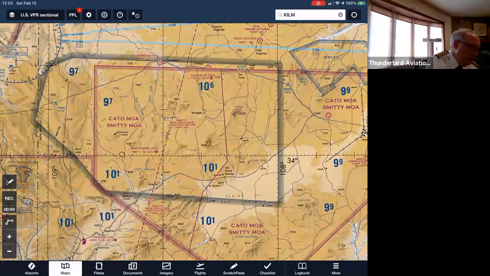As you can see, on the northern boundary of this shaded airspace is a Victor Airway. Victor Airways contain Class E airspace. So it starts at 1,200 feet, goes all the way up to but not including 18,000 feet. It's 4 miles either side of center line.